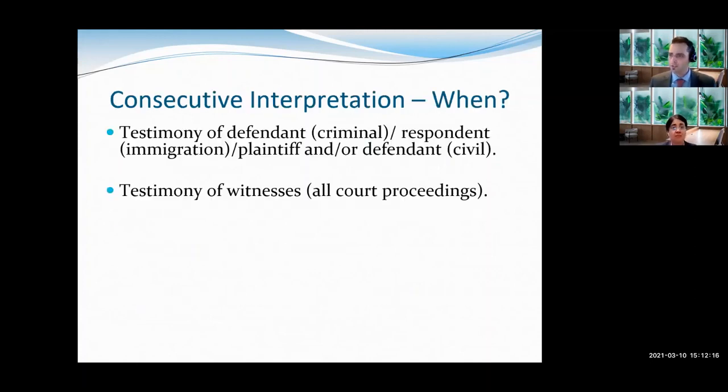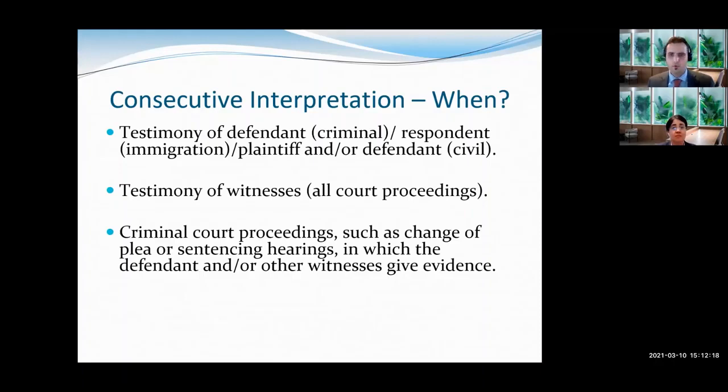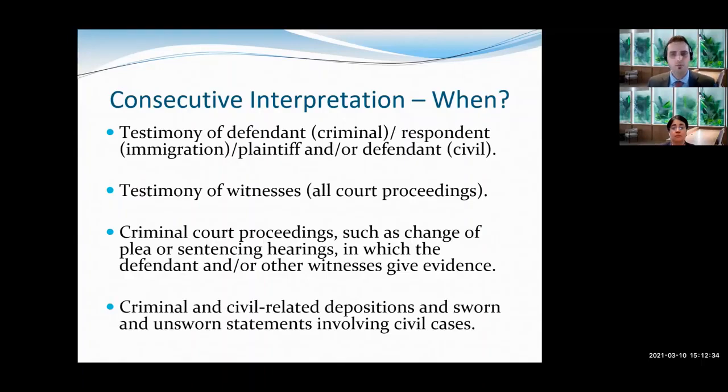So when do we use this? Well, we use it for testimony in general from an LEP. It could be the defendant if it's a criminal case. We call it a respondent or a plaintiff, or a defendant if it's a civil case, right? But we're talking about the person that's been charged with something here. We use it for testimony of witnesses, any type of witness in all court proceedings. If that witness doesn't speak English as their primary language, they're speaking a foreign language, we would use consecutive.